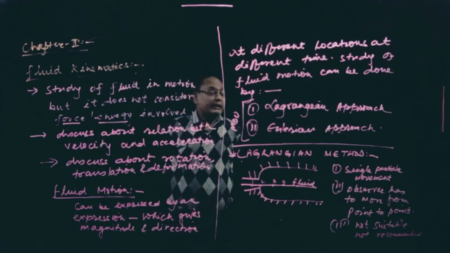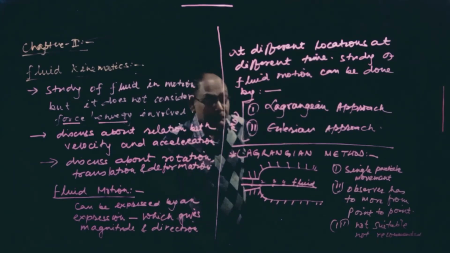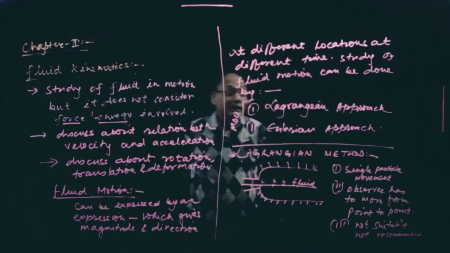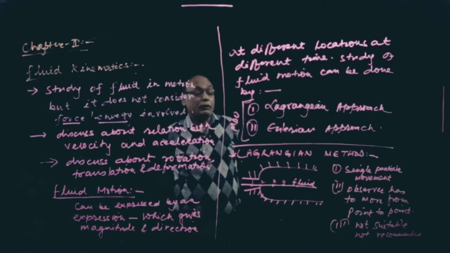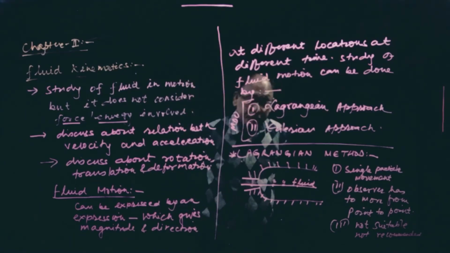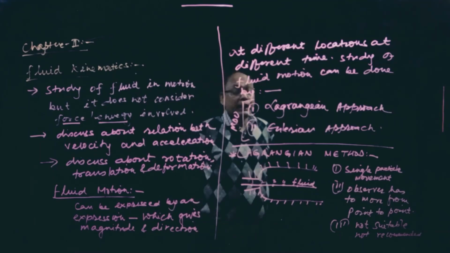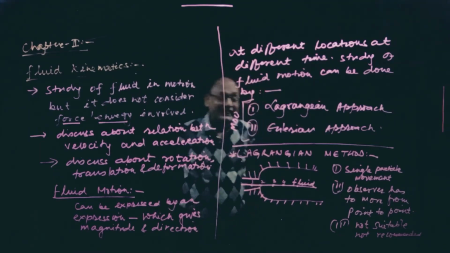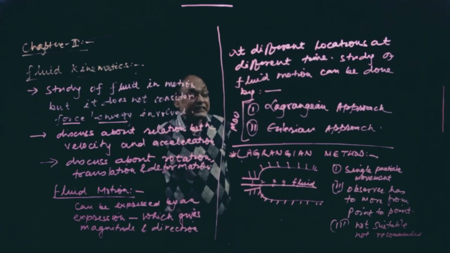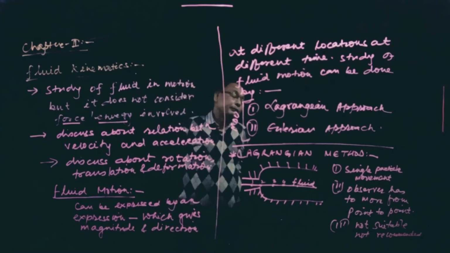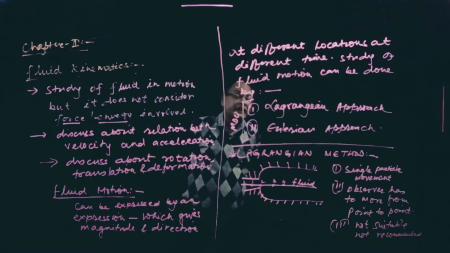So in the Lagrangian approach, single fluid particles are being studied, that is under observation. The observer has to move from point to point to find out the magnitude or direction. That's why it takes a lot of time. So it is not suitable and it is not recommended for the study of fluid motion.